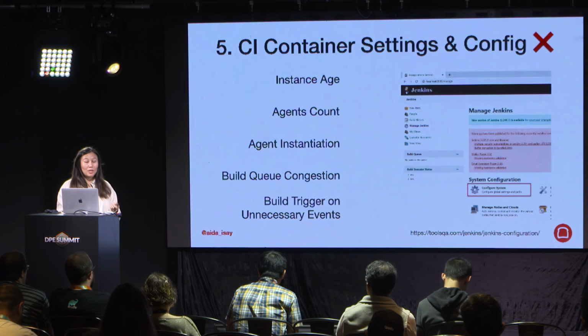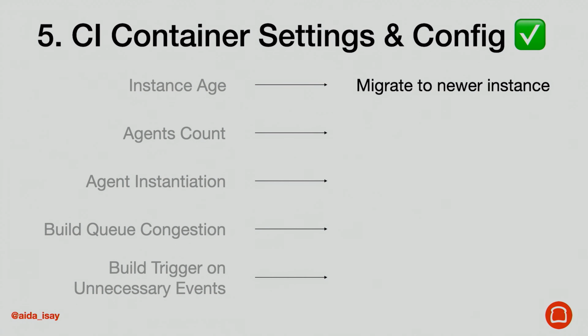And how did we address these issues? The number one is we migrated to the newer instance of Jenkins. Hence, we were able to leverage a lot of predefined new settings from there. We also allocated a higher number of agents. If we had 10, now we finally went to 50 agents. Helped dramatically with our builds.